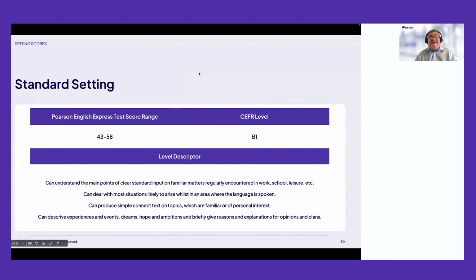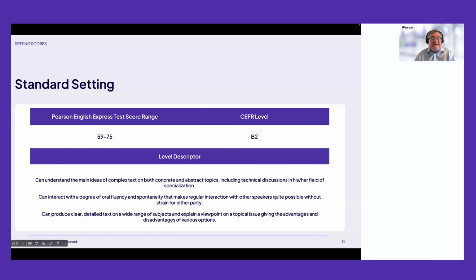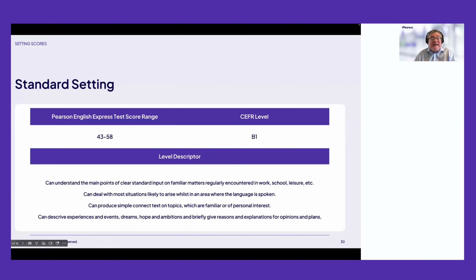So as I say, this for example is the B1 example. So this, in terms of the B1, its main points deal with most situations, simple connected text, but it's moving. It's at the top of that range. They're getting towards the B2 range, but B1 definitely is for those, generally speaking, even not getting towards the top, is for those people preparing.